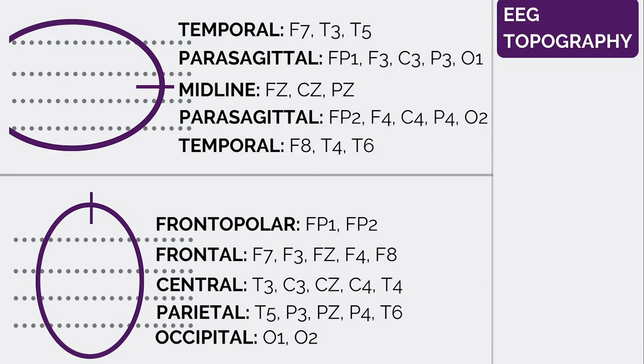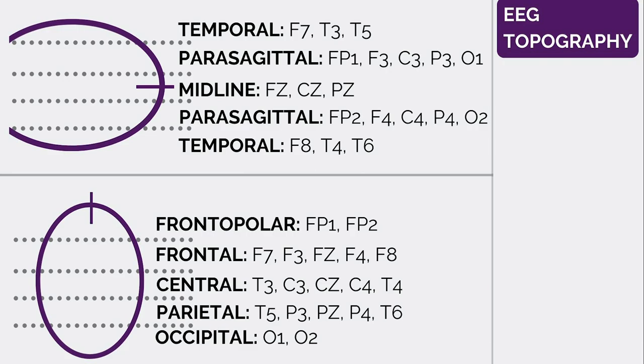The letters help us identify where in the brain that electrode is placed. So F stands for frontal, therefore an F electrode will be in the frontal region of the head. So as an example, F7 will be an electrode on the left side of the head over the frontal region. T stands for temporal, FP frontopolar, C for central, P parietal, and O occipital.